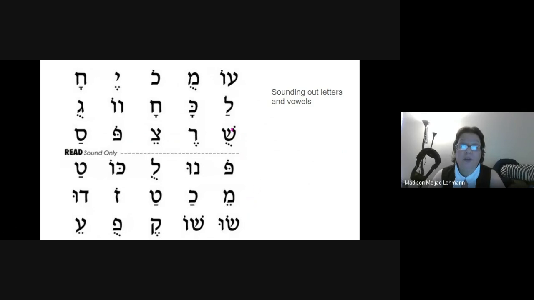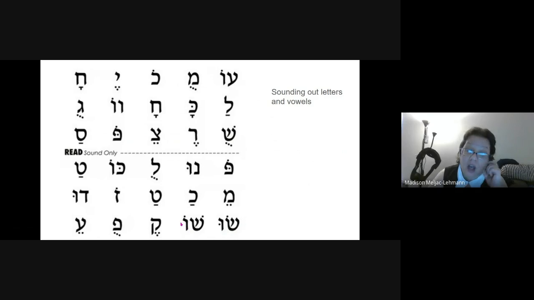Let's go up a little bit on top of the line. You see the shin has the dot on the right side. That's sh, right? This is the dot on the left side. So it's s. So we have sa, oo, sue. Okay, so this is sue. Again, we have the vowel holder, the vav, and then we have a sharik. So it's sue.